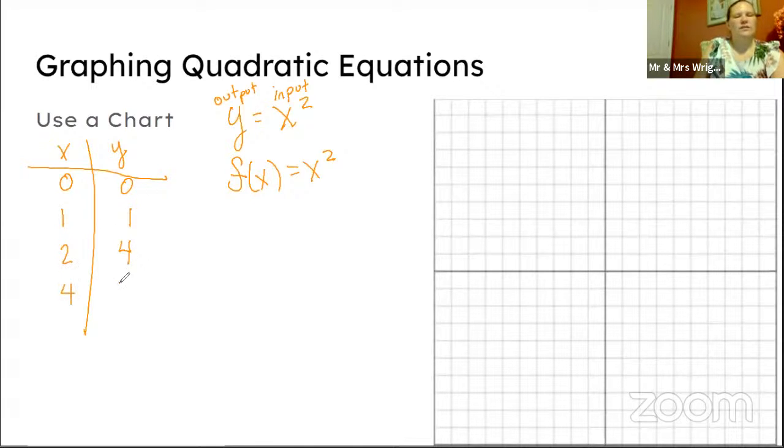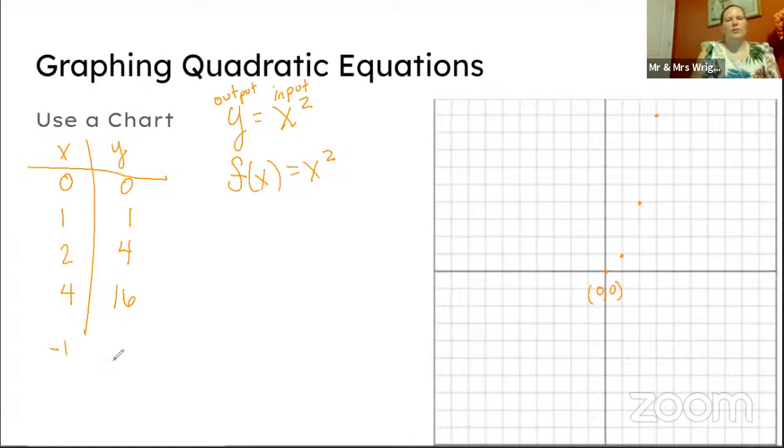4 squared is 16. I don't think that one's going to be able to fit on this chart, but let's look at this. So we've got the point 0, 0 right here. Then we've got the point 1, 1. And then we've got the point 2, 4. I didn't put 3 on there, but it's 9. So 1, 2, 3, 4, 5, 6, 7, 8, 9. That doesn't really help us determine a parabola because we only really see one side of it, right? So we're going to have to input some negative numbers too.